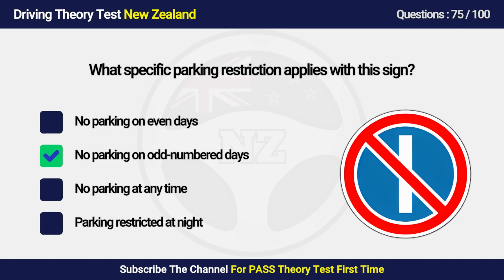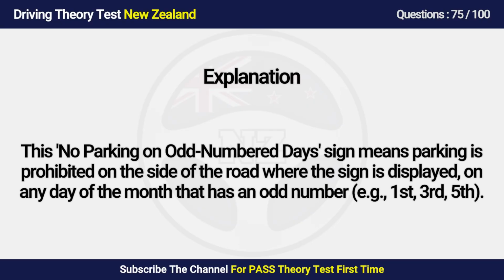Answer is B. No parking on odd days. This no parking on odd days sign means parking is prohibited on the side of the road where the sign is displayed, on any day of the month that has an odd number, e.g.